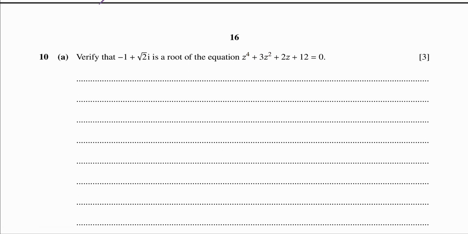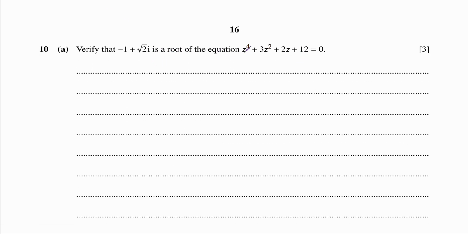Verify that minus 1 plus root 2i is a root of the equation. All of this is equal to 0. What do we do? We just need to put this complex number back into the equation, and hopefully it works. So we have minus 1 plus root 2i. First of all, we need to square it. What's that going to give us?